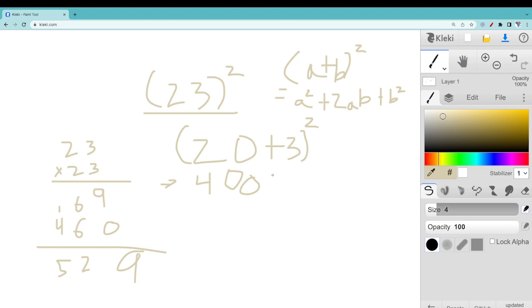And then plus, now we're going to multiply these two terms, and then multiply that by 2. 20 times 3 is 60, and 60 times 2 is 120. 120 plus 3 squared, which is 9. So what's 400 plus 9? 409. Okay, and then just do plus 120.